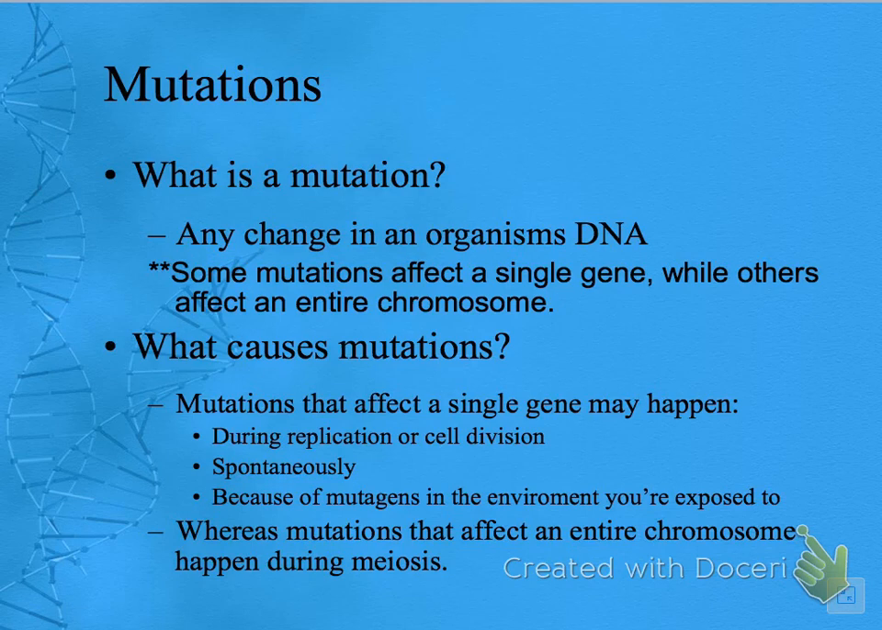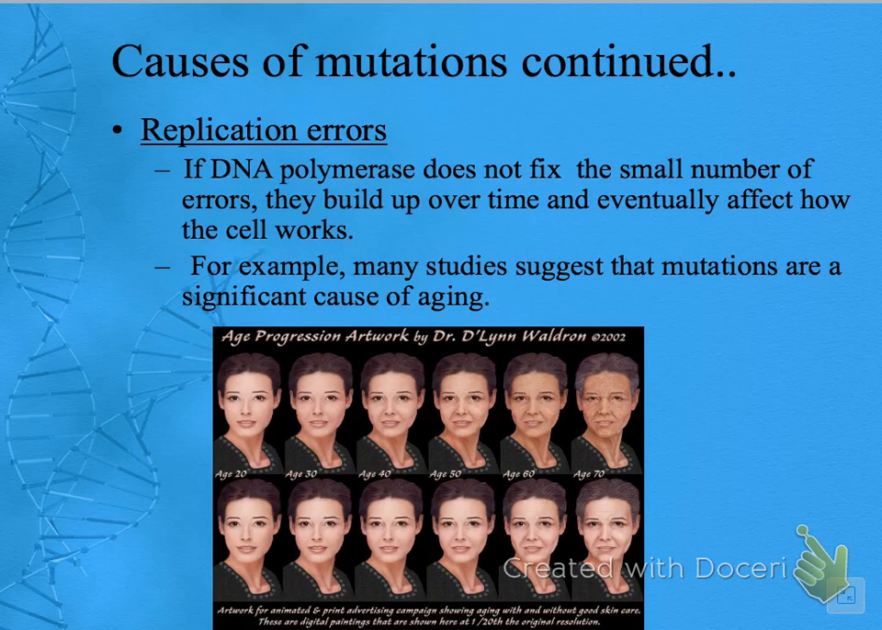It could happen during replication or cell division. It could happen spontaneously, so sometimes they just get a little error in the middle for no reason, or it could happen because of a mutagen in the environment that you're exposed to, like UV radiation or a chemical. Some mutagens are going to affect the entire chromosome, and those tend to happen during meiosis. Replication errors happen if DNA polymerase does not fix a small number of errors.